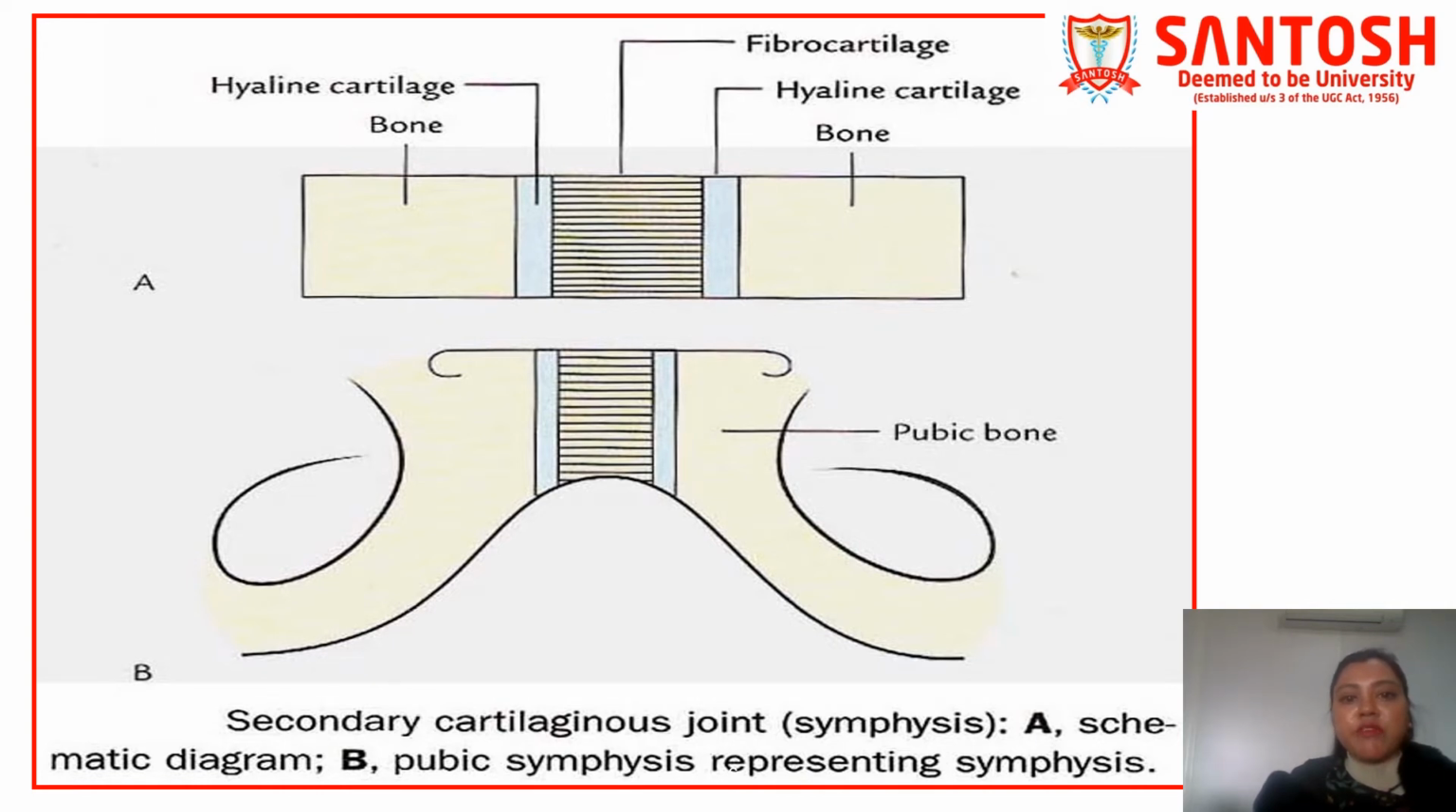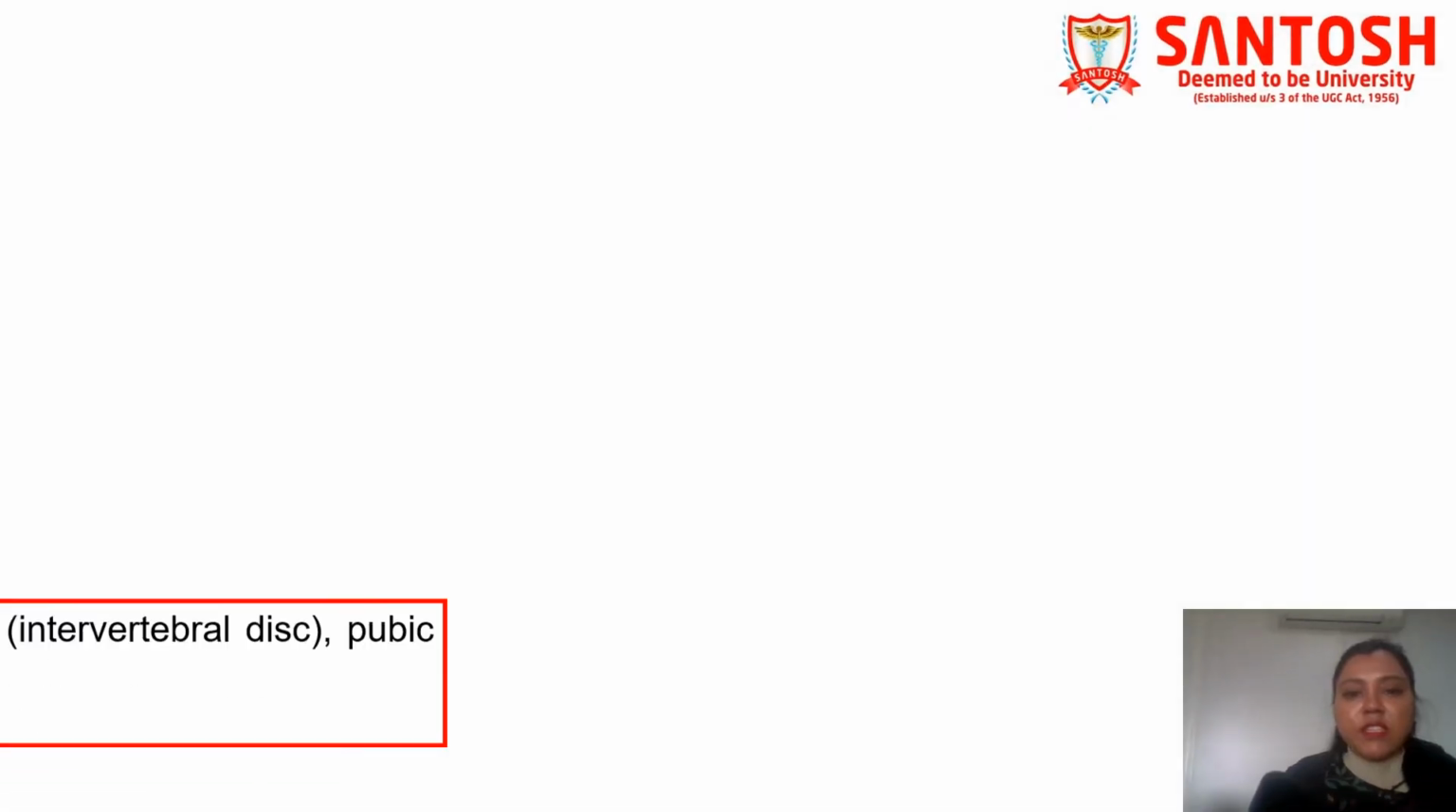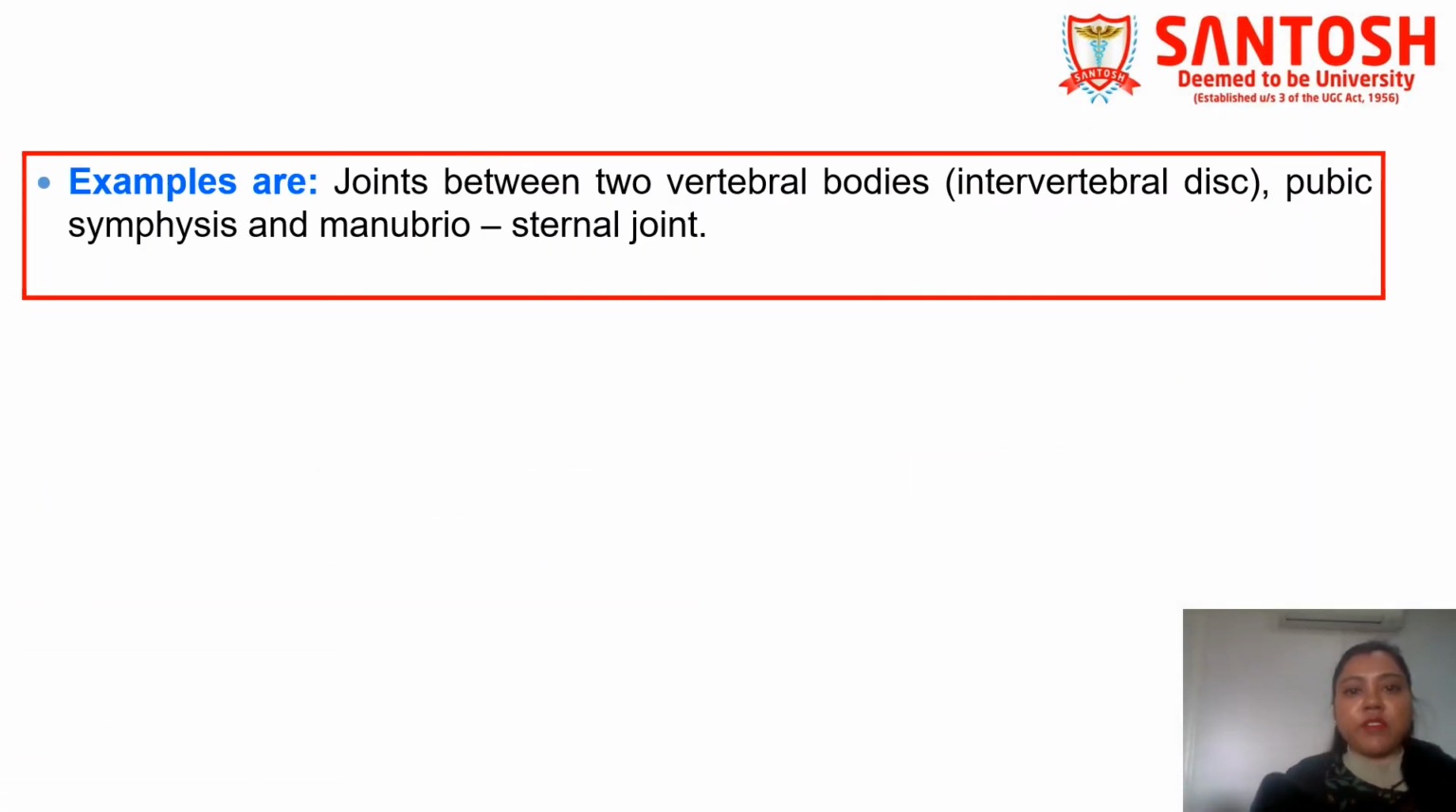So this is the pubic symphysis. These are the two bony ends, and this is the plate of hyaline cartilage with the fibrocartilaginous disc in between. So this is the pubic symphysis representing the symphysis type of joint. Examples are the manubriosternal joint and the joints between two vertebral bodies, that is, the intervertebral disc.